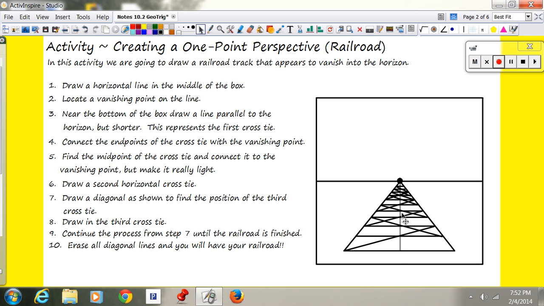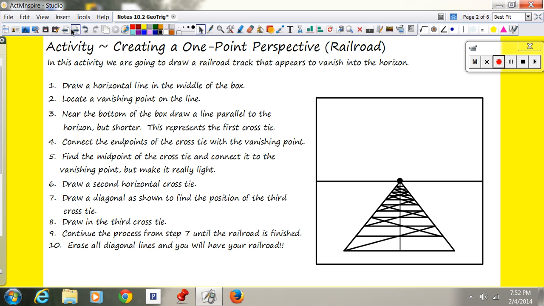And you're going to want to try to erase this light line. And when you erase the diagonals and you erase that light line, you'll get a railroad track that just looks like it's going into the horizon. So you're going to want to erase all of your diagonals and you'll have the railroad. So finish that up, make sure you have that. And then there's just one last page.